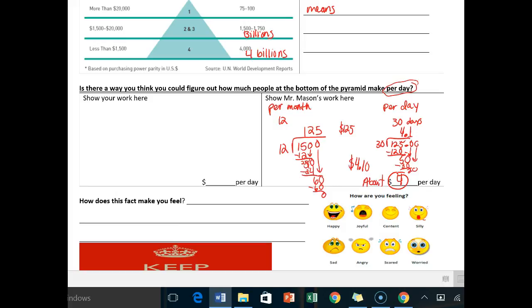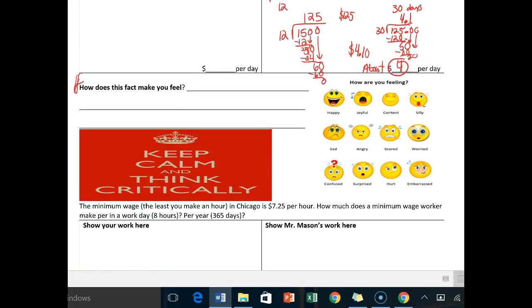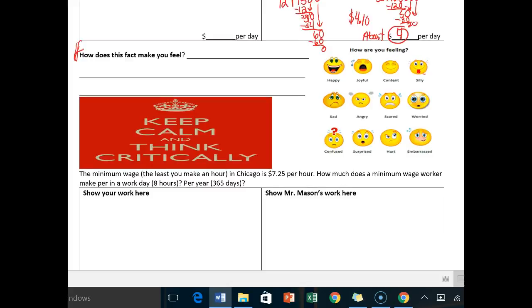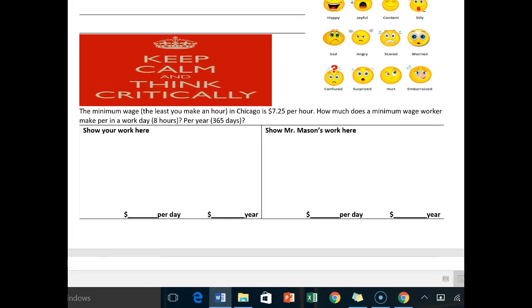Only $4 a day. You're living on only $4 a day. 4 billion people in the world are only living on $4 a day. That is extreme poverty. Think about that. Go ahead and tell me how that makes you feel. Happy, joyful, content? I mean, use a complete sentence. Be real. Be honest. How does that make you feel? 4 billion people are living on less than $4 a day. That's a crazy fact right there.